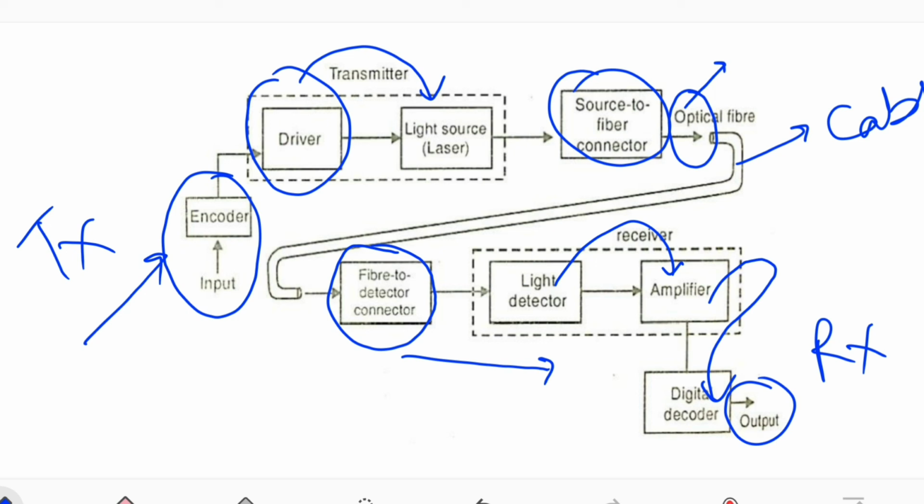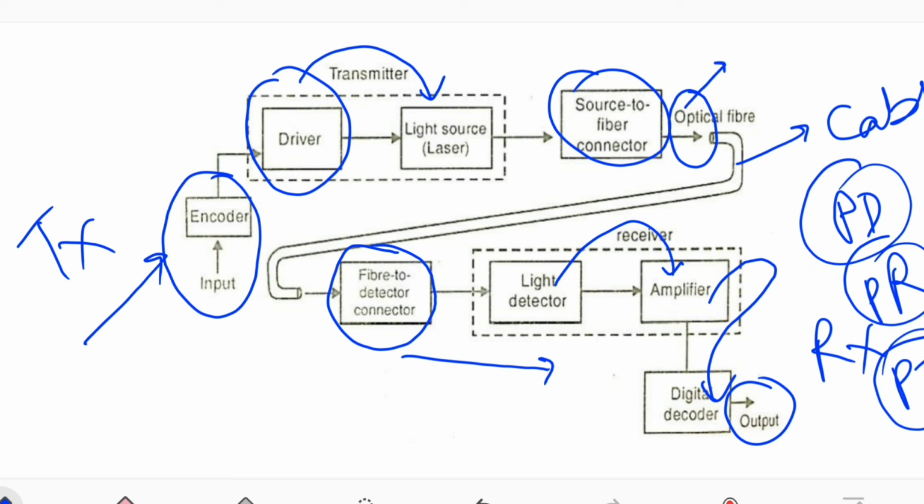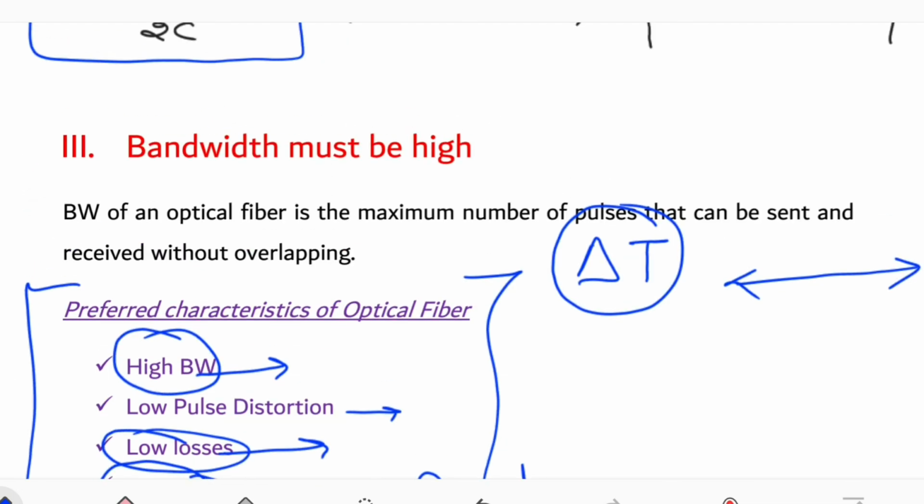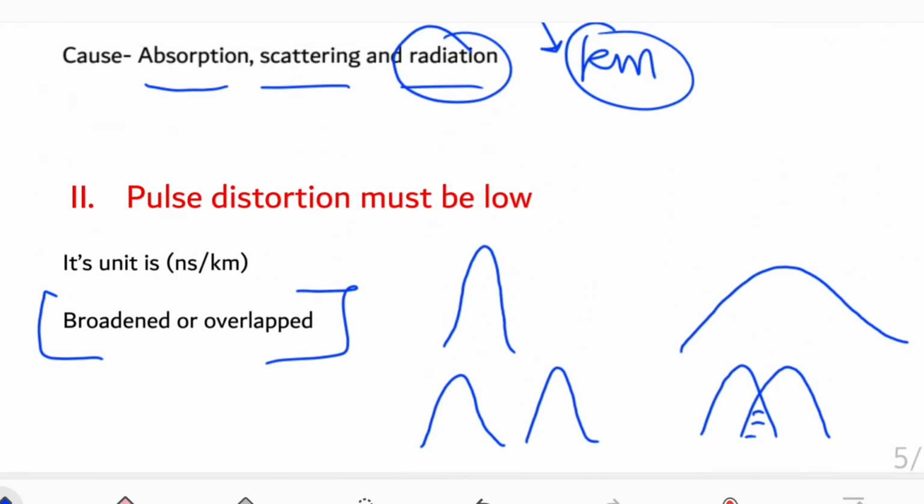Generally as an optical source we take laser and LED, and for the optical detector we use photodiode and photoresistor as well as a phototransistor sometimes. So these three are the detectors. Here I have discussed a few formulas. Those formulas are very important for the exam. And this is all about the fiber optics, and I hope it is clear to you.